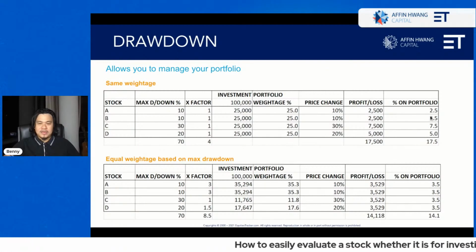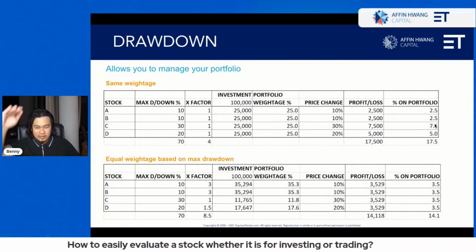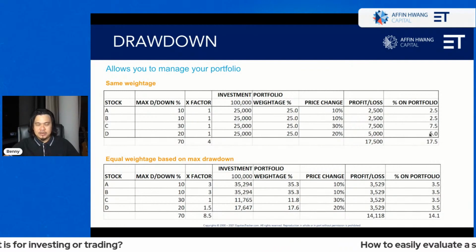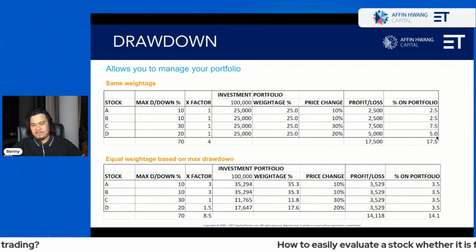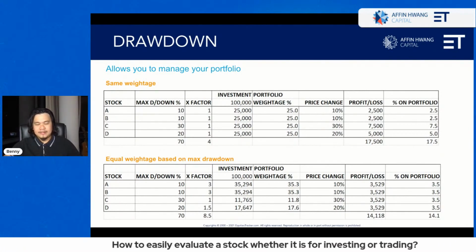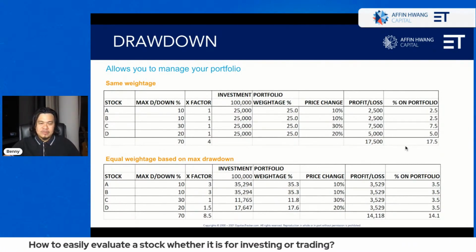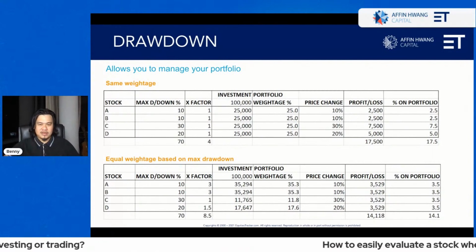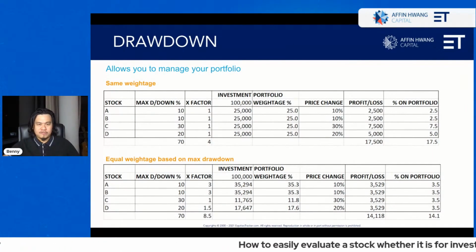Okay. Stock B has also gone down about 2.5%. Stock C, all right, because the drawdown is huge, takes up 7.5% of your portfolio. And stock D, because it has gone down 20%, has taken 5%. So that takes about 17.5% in your portfolio. Okay. Now imagine if you bought more of stock C, all right, you put more weightage on stock C, it will have a significant impact on your portfolio. Okay.